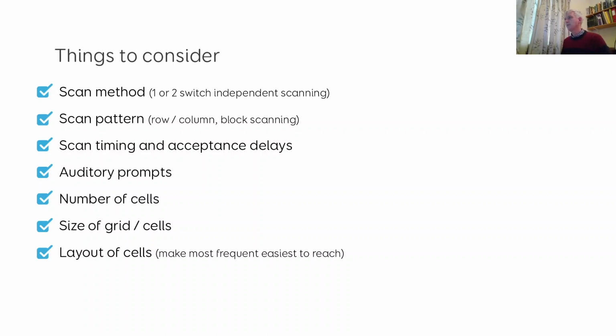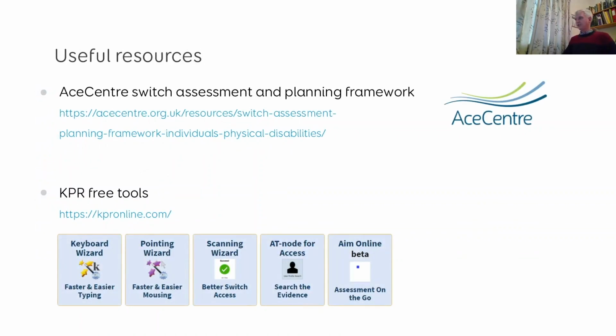So there are some other useful resources that you can look at that will help with some of the decision making that we've looked at today. It's been around for a long time, but I think it's still useful. If you go to the ACE Centre website, acecentre.org.uk, there's a really useful switch assessment and planning framework, a document that is very relevant and well worth looking at. It's available as a free download. There are plenty of other resources out there, but I just wanted to pick that one out.